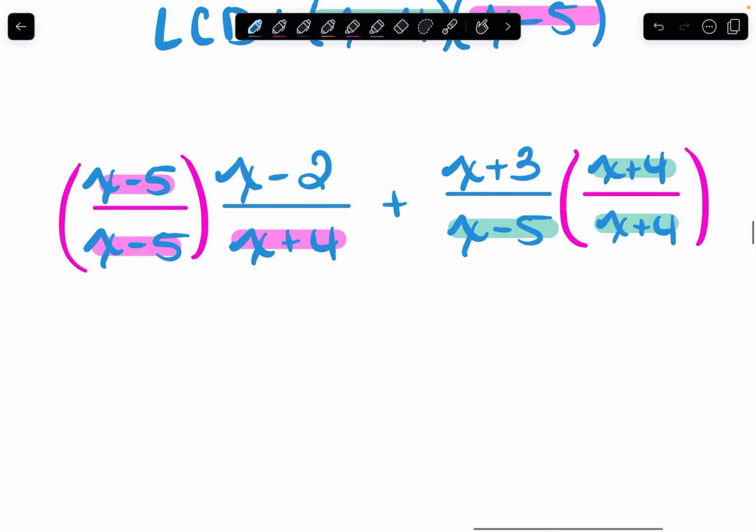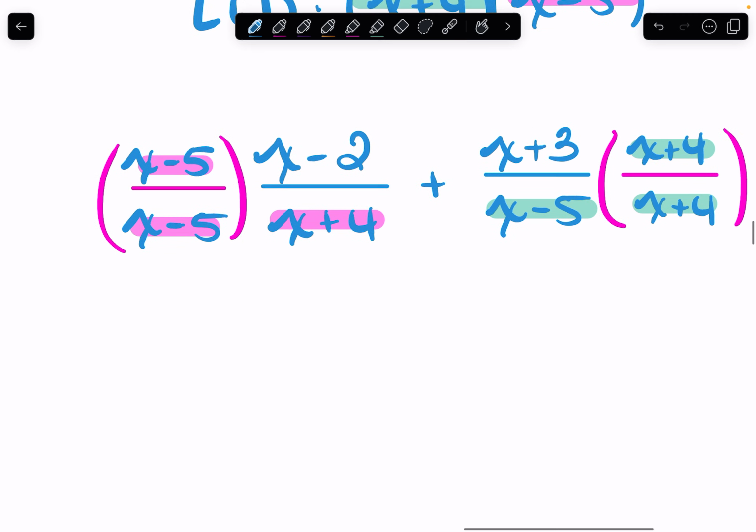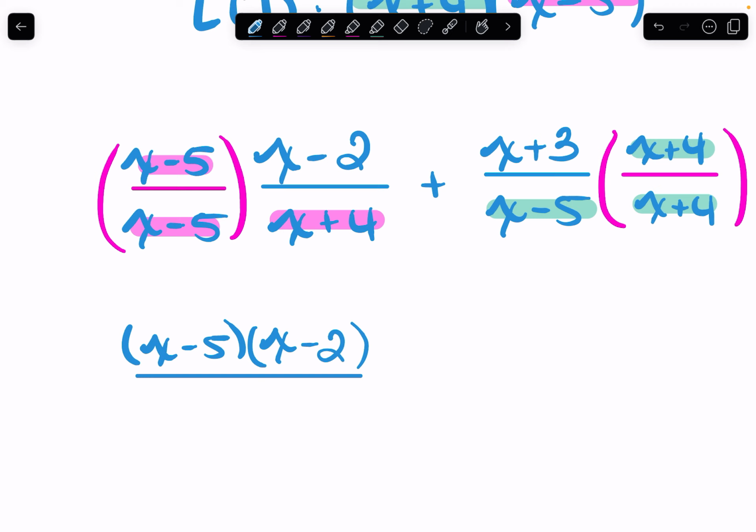All right, so I'm going to rewrite this because I've got colors all over the place. I'm going to turn both of these into their own fractions. Each factor gets its own bubble. So the x minus 5 gets its own bubble. The x minus 2 gets its own bubble. So each numerator goes in a set of parentheses. Denominator, same thing. The x minus 5 and the x plus 4. I have my plus sign in between.